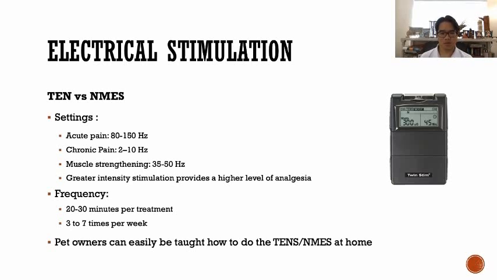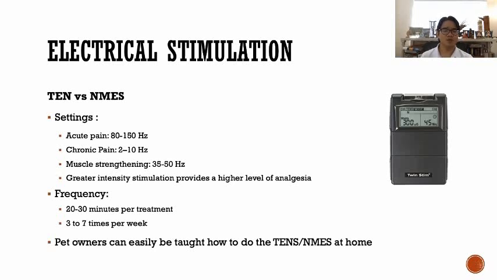For strengthening muscle, which is E-stim or NMES, we usually use 35 to 50 hertz. How you increase the setting also depends on how the patient can tolerate it. In general, greater intensity stimulation provides a higher level of analgesia, but you don't want to go so high that the dog cannot tolerate it. You still need to base it on the comfort level of the patient when you turn on the intensity. But again, we usually turn it up to the point that patients can feel it, but it does not cause any discomfort.